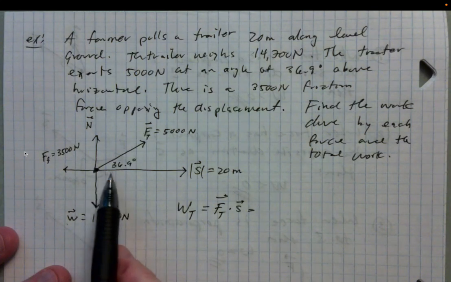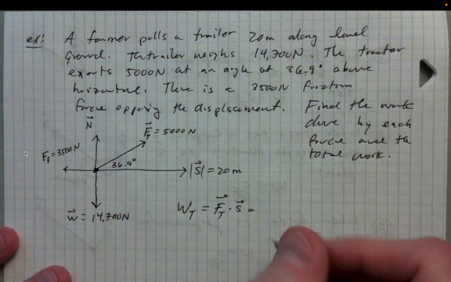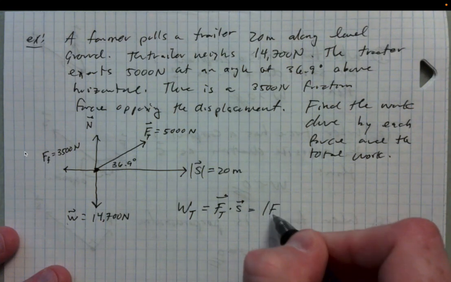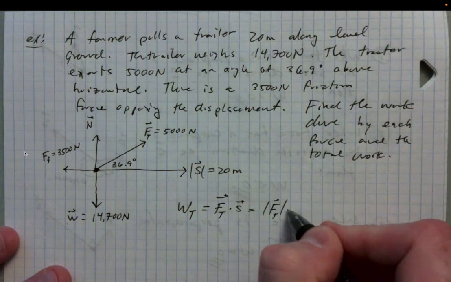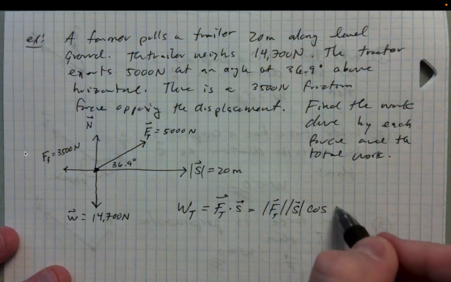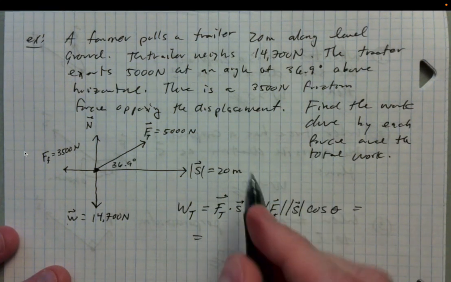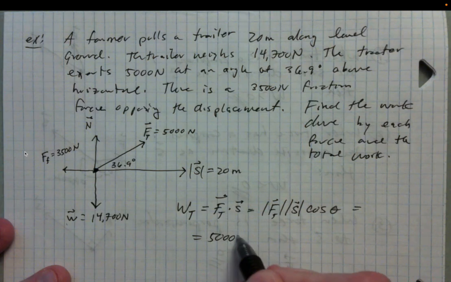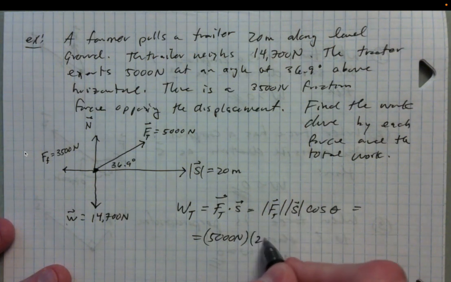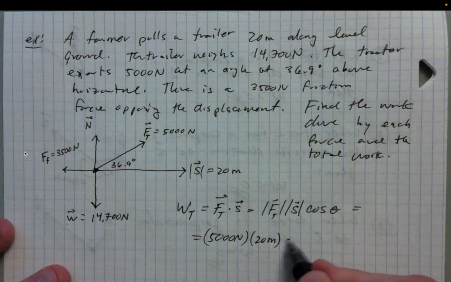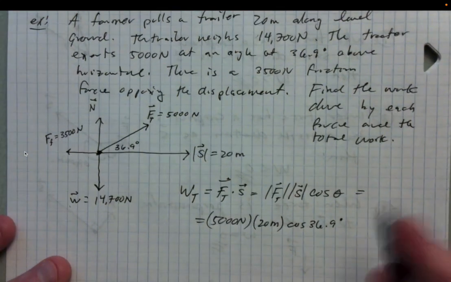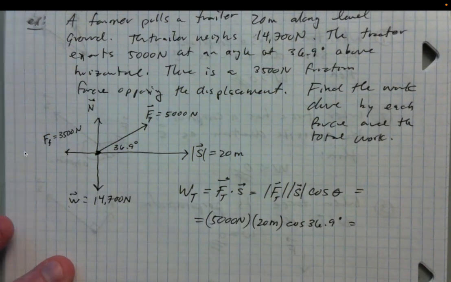And so we're given the angle, we're given the magnitudes. Let's just use F s cos theta, right? So the force of the tractor, magnitude, times the magnitude of the displacement, times the cosine of theta. And so in this case, that is what? 5,000 newtons. That's the force done by the tractor, the magnitude, over 20 meters, and the cosine of 36.9 degrees. So all that information can be read right off here.